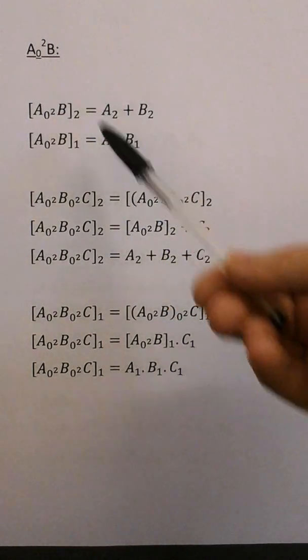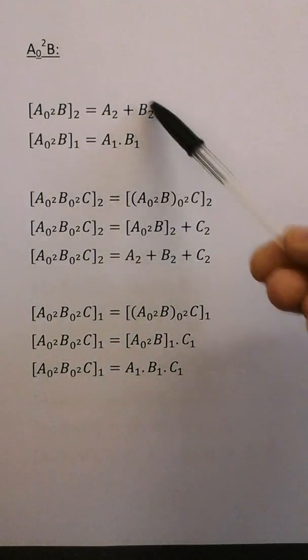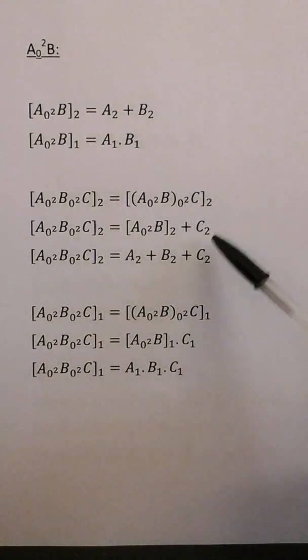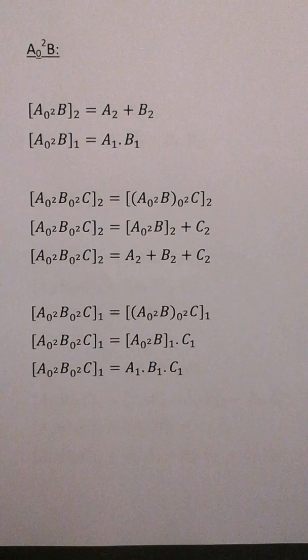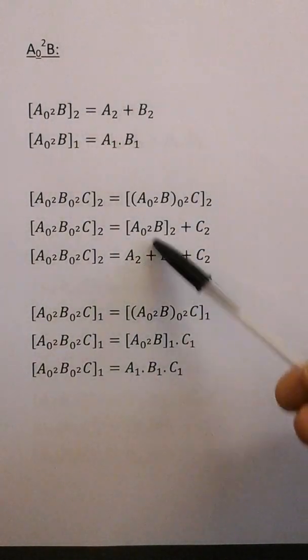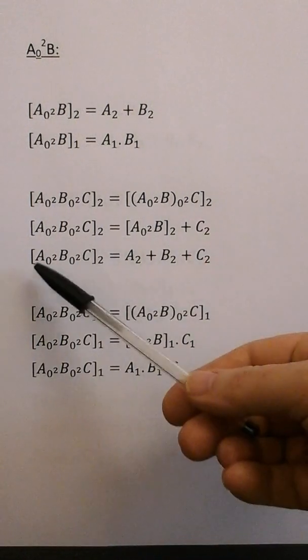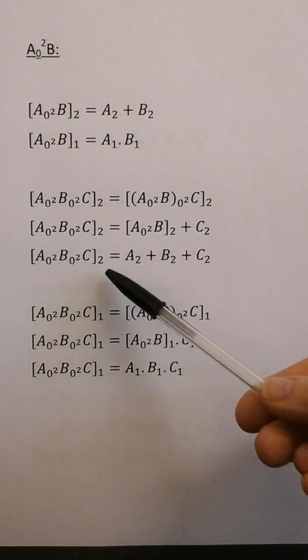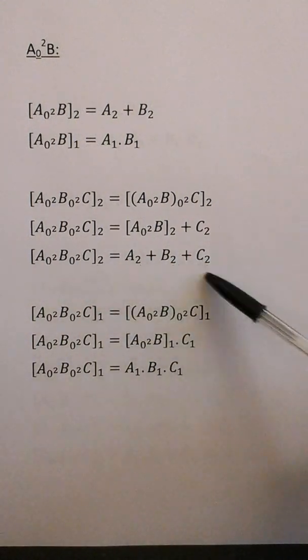So this is A, which is A0 squared B2, and this becomes C2. A0 squared B2 is A2 or B2, so you substitute that in. You get A0 squared B0 squared C2 equals A2 or B2 or C2.